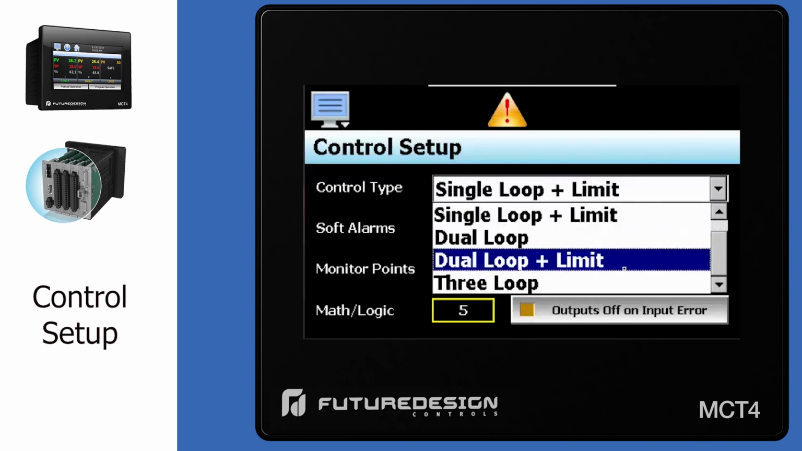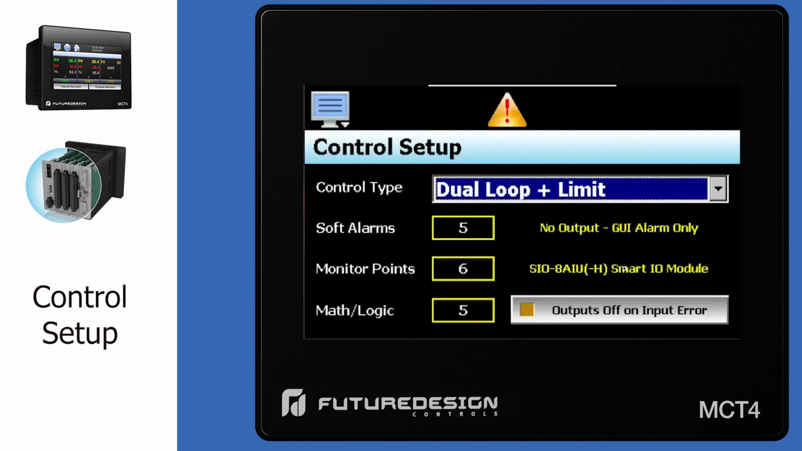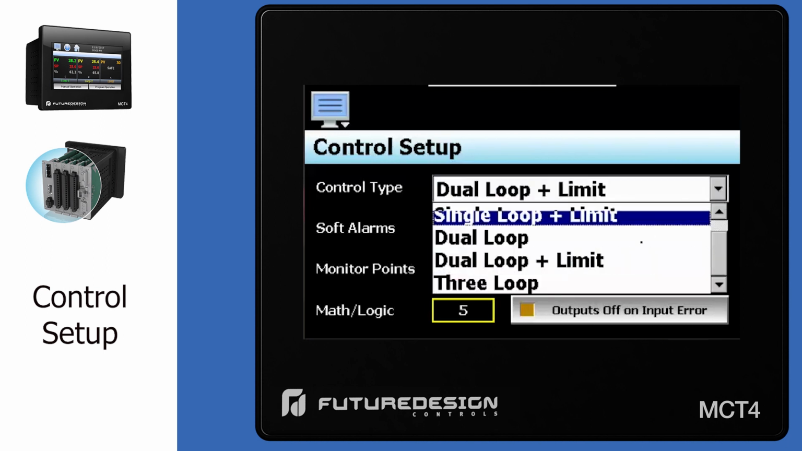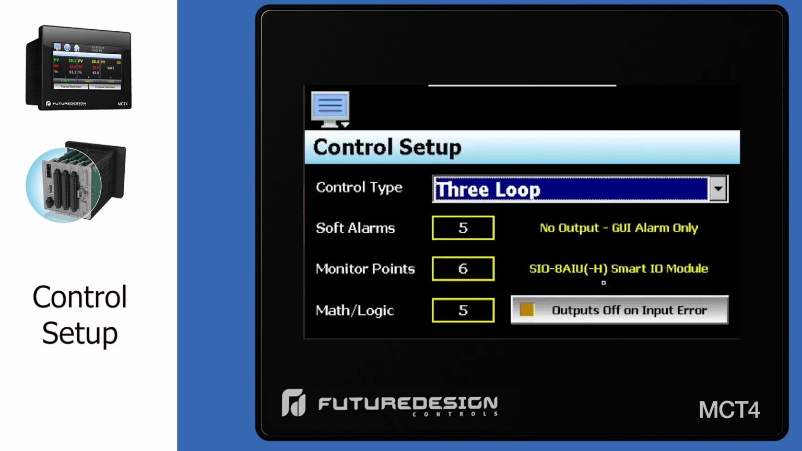2 PCM process loop controls are required and must be inserted into slots 1 and 2. When dual loop plus limit is selected, the MCT4 will be configured as a dual loop controller with a limit. When 3 loop is selected, the MCT4 will be configured as a 3 loop controller. 3 PCM process loop controls are required and must be inserted into slots 1, 2 and 3.